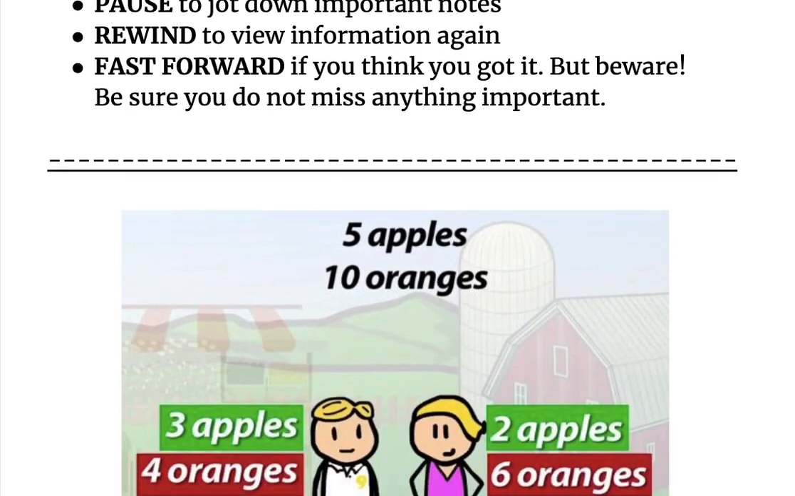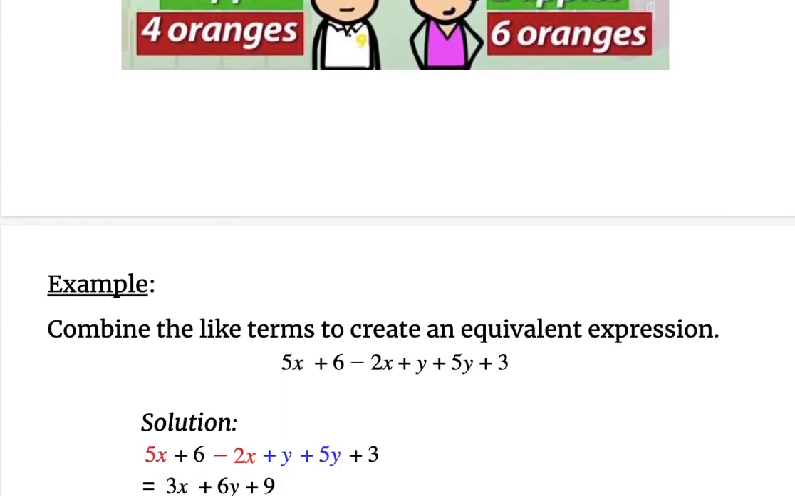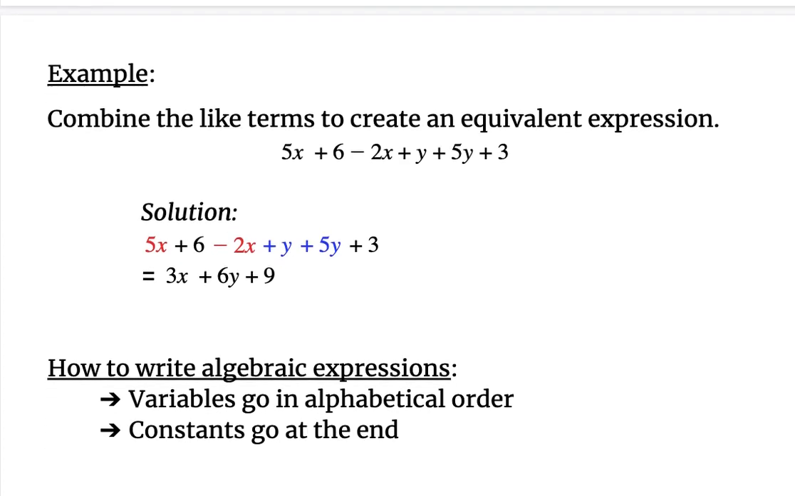So, combining like terms. Combining like terms is kind of like combining things that are the same. If I had one kid with 3 apples and 4 oranges, and I had another kid with 2 apples and 6 oranges, we're going to combine the stuff that are alike. We're going to say in total there are 5 apples and 10 oranges because the apples are alike and the oranges are alike. So when we say like terms, we're saying that you can only combine stuff that are of the same kind. In math, what we mean by the same kind is kind of like those fruits.